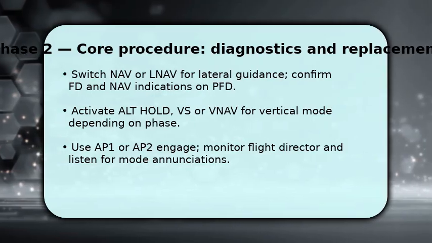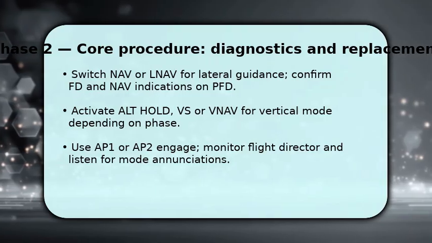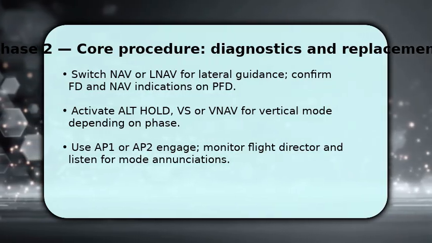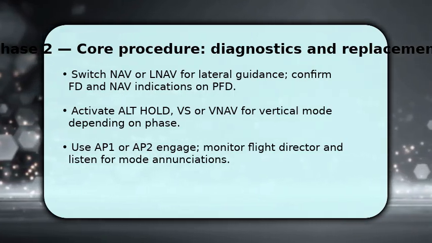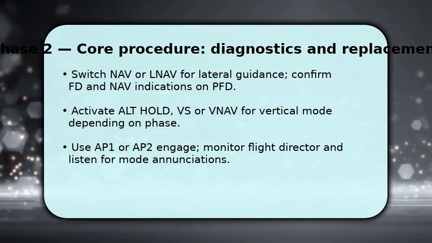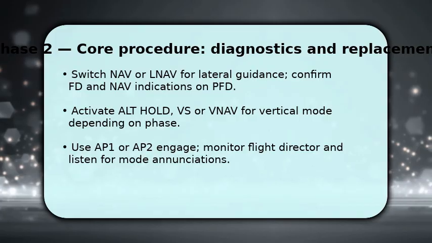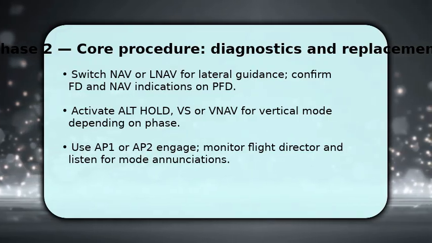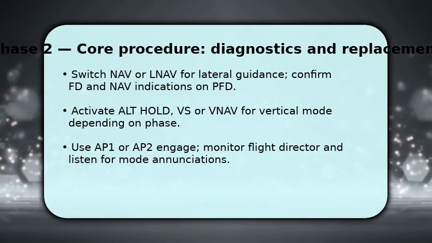Next, choose vertical control. Select VS for a fixed climb/descent rate, Alt-hold to maintain altitude, or VNAV to follow the FMC vertical profile. VNAV is preferred for managed climbs and descents. Then press AP1 or AP2 to engage autopilot. Watch the mode control panel and the PFD enunciations to ensure it captured the correct lateral and vertical modes.